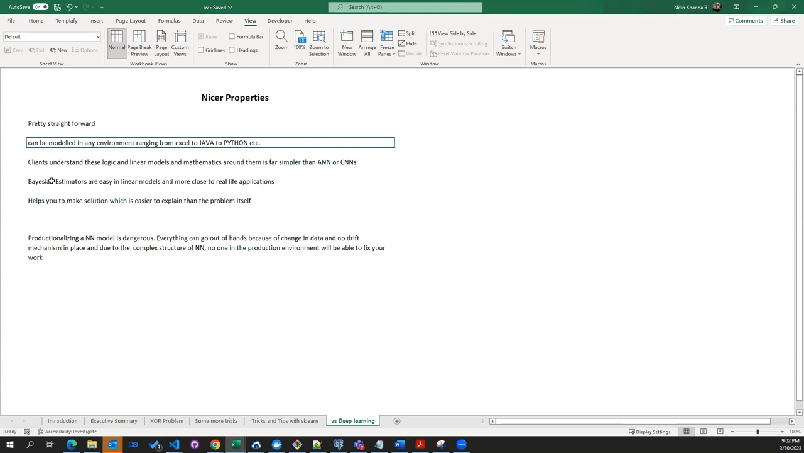For customers also, understanding linear logic and the mathematics around it is very, very simple compared to ANNs and CNNs that are used. If someone is familiar with Bayesian estimators, Bayesian estimators work best with linear models. And most of the market mix modeling approaches work around Bayesian estimators too, because you have full control on the ROI that will be reported at the end of the solution.